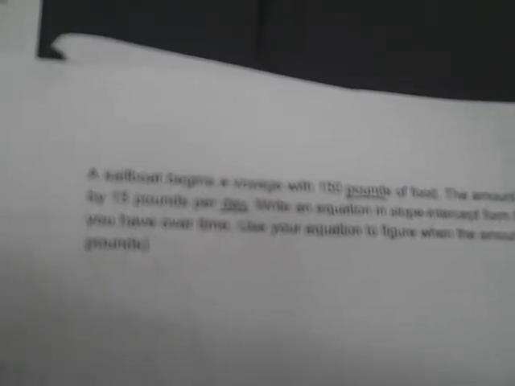Okay, now in my next problem, a sailboat begins a voyage with 150 pounds of food. The amount of food they have declines by 15 pounds per day. Write an equation in slope-intercept form that models the amount of food you have over time. Use your equation to figure when the amount of food you have runs out. That means when is it at 0 pounds, okay? So I'm going to make this little table here, X, Y. Days and pounds are the units, so X is the time unit. Pounds is the Y unit.